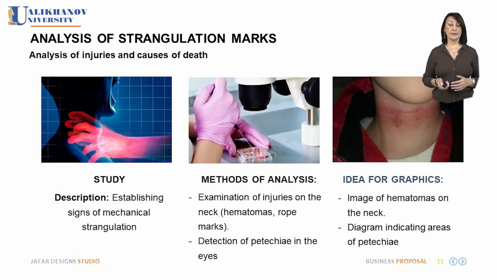Next, in forensic pathology and medicine, analysis of strangulation marks, establishing instances of mechanical strangulation, examination of injuries on the neck and hematomas, rope marks, and the depth of the strangulation furrow.